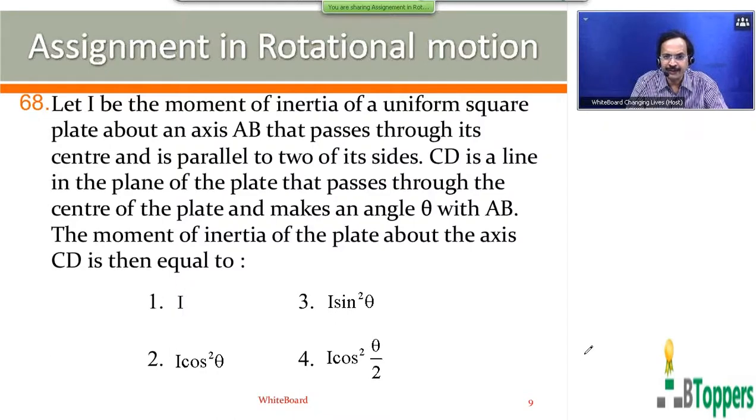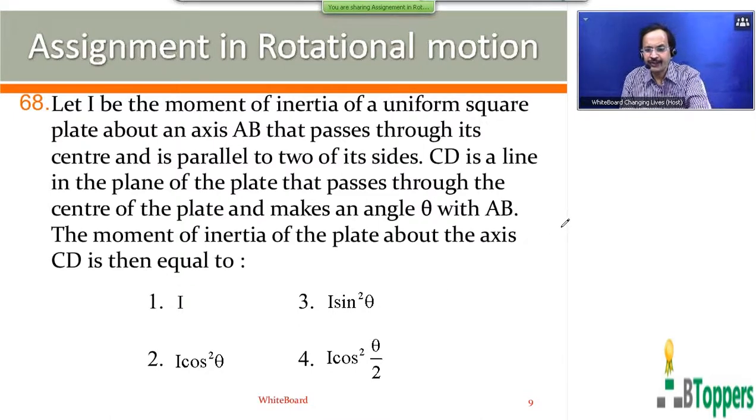I have shown 4 options on the screen. First option I, second option I cos square theta, third option I sin square theta, fourth option I cos square theta. Take a pause and finish trying the question.